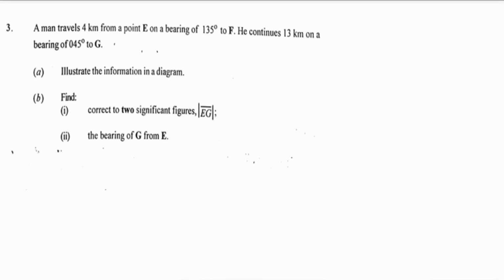Today we are solving essay question 3 of the 2024 WASSCE Core or General Mathematics paper written by Ghana. And it reads that a man travels 4 kilometers from a point E on a bearing of 135 degrees to F. He continues 13 kilometers on a bearing of 45 degrees to G. A. Illustrate the information in a diagram.